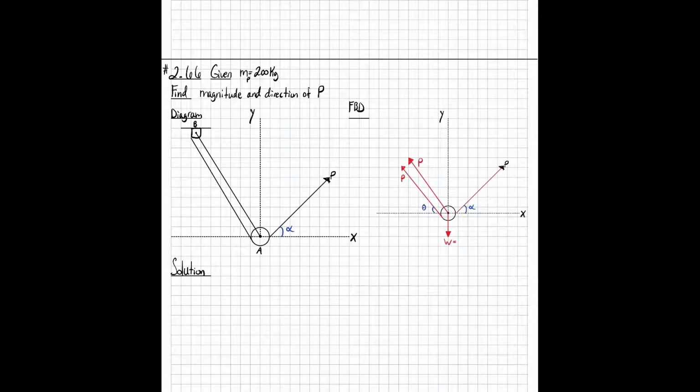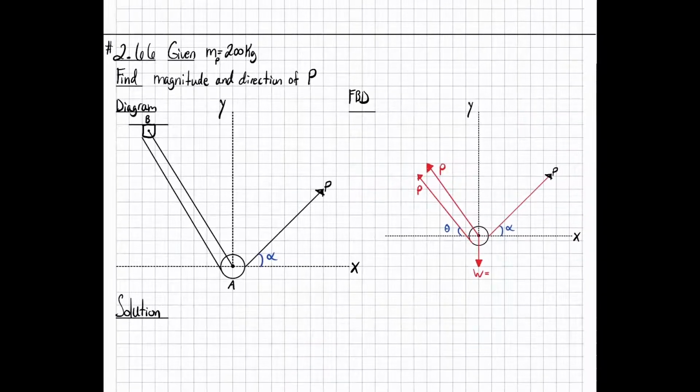Our next problem we're going to be doing is number 2.66. So, problem 2.66, it is a pulley problem. We have a pulley at A with it fixed at B, and we have a force P pulling to the right. Knowing the mass of the pulley is 200 kilograms, they ask us to find the magnitude and direction of force P.